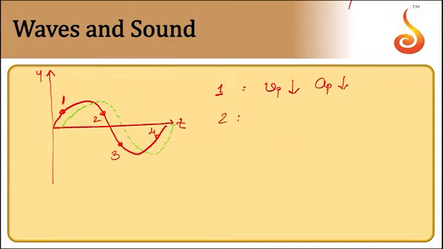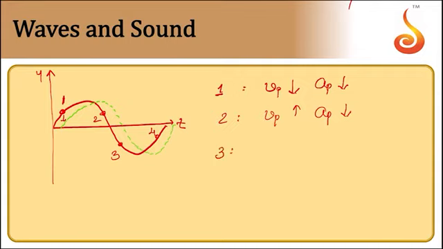What about particle 2? Because you can notice that it has come down, right? For particle 2, Vp is in the upward direction while its acceleration is still in the downward direction. Acceleration is still in the downward direction as it is in the upper quadrant.